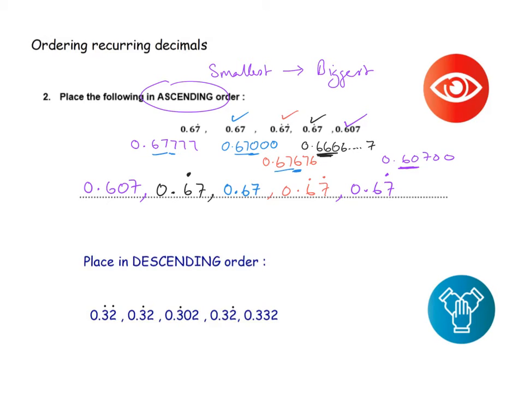So the next one I want you to have a go on your own. I want to go in descending order this time, so going from biggest to smallest. Write out each decimal to 5 or 6 decimal places and then put them in order for me. Have a go, pause the video.